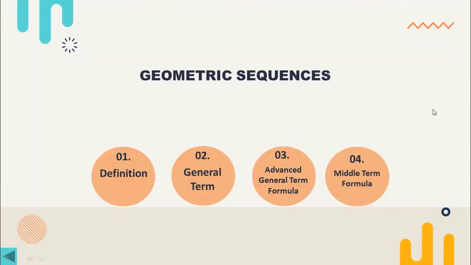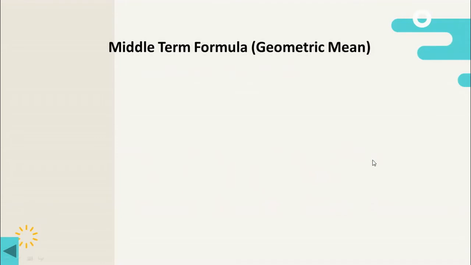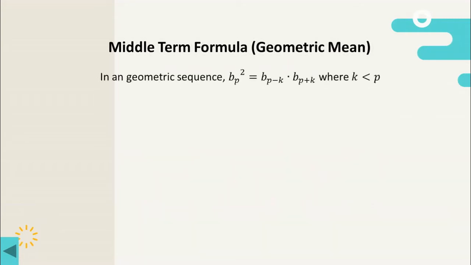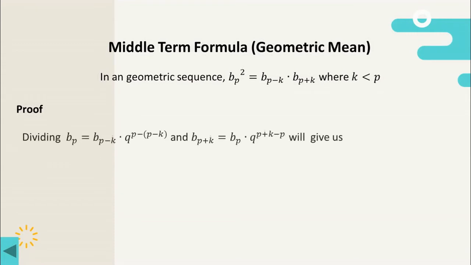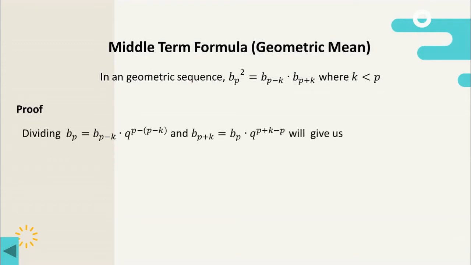Okay, everyone, now we will do the last of the geometric sequence, the middle term formula. Middle term formula or geometric mean, you already learned about mean in your junior high school. Okay, in a geometric sequence, Bp squared is equal to Bp minus k times Bp plus k, where k is less than p. Okay, so we want to prove, is our formula true or not? So dividing, Bp equals Bp minus k times k to the power p minus k.